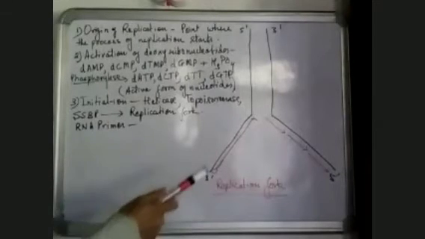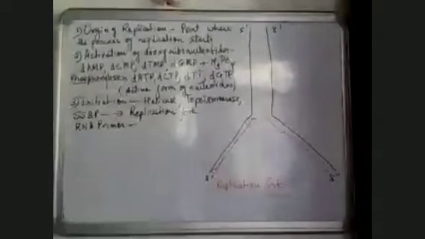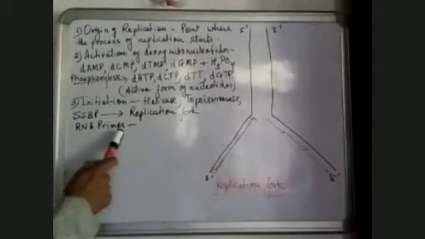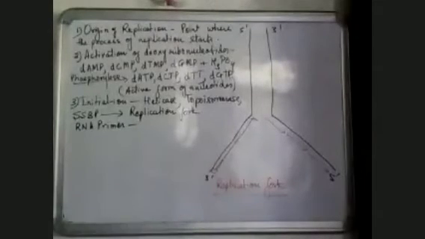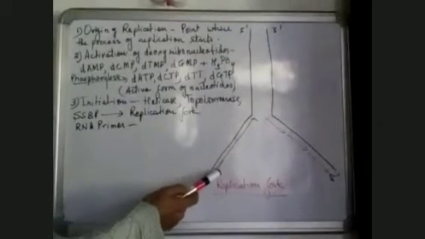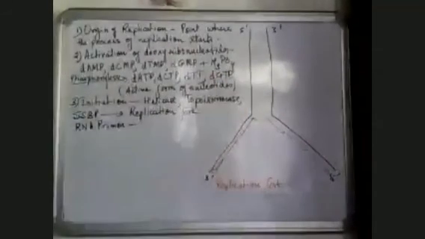So see, the new strand will be formed by DNA polymerase, by the addition of nucleotides, but DNA polymerase cannot initiate this action. So for initiating the action, what is required is RNA primer. So first the RNA primer is added and the function is started. So RNA primer adds here, and after addition of RNA primer, the formation of the new strand starts.